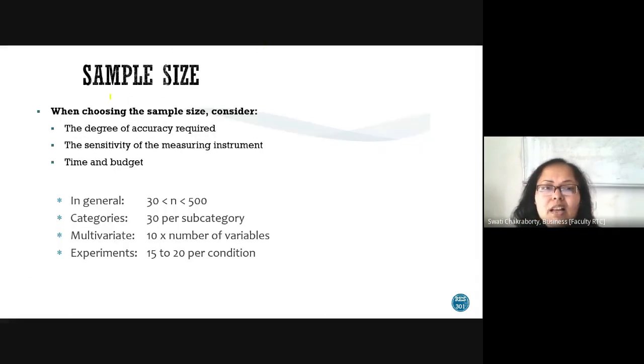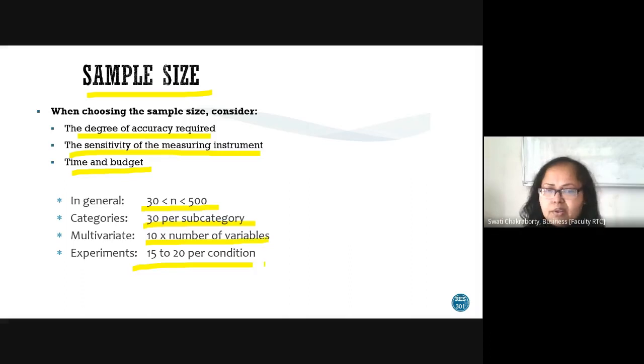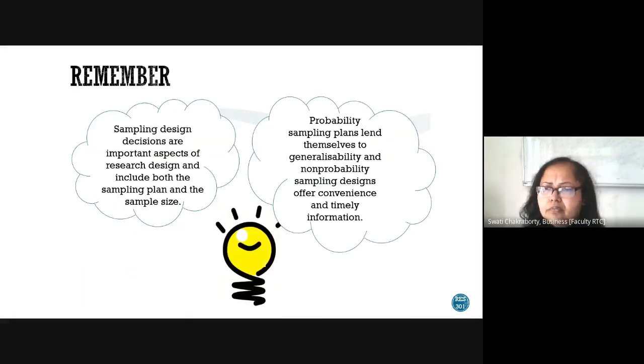So sample size. When choosing the sample size, we need to consider the degree of accuracy required, the sensitivity of the measuring instrument, time and budget. In general, sample size should be between 30 to 500. For categories: 30 per subcategory. Multivariate: 10 times the number of variables. Experiments: 15 to 20 per condition. So this is the general thing.